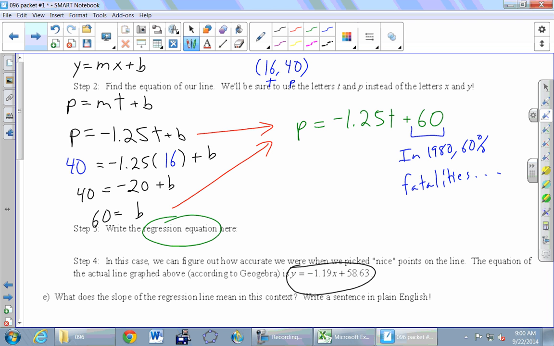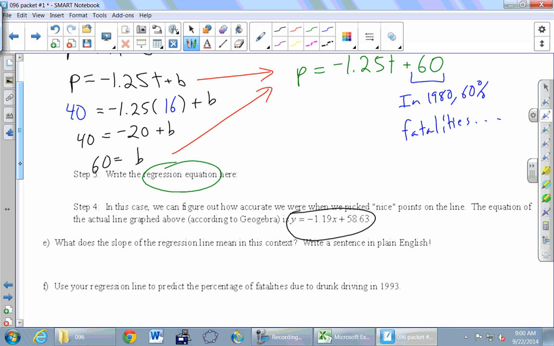Okay, so that's the explanation for the 60. This negative 1.25 also has a meaning. So let's fill it in down here. The slope was negative 1.25. But let's copy the units. We wrote them on the previous page. What were the units on this one? Percent per year.